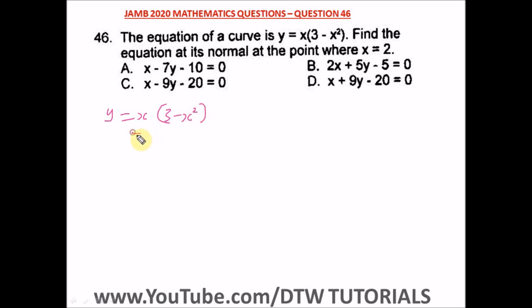Opening this bracket, we have 3x - x³. Now where they gave us x equal to 2, we substitute for x, we have 3 times 2 minus 2 cubed. 2 times 3 is 6, 2 cubed is 8. So therefore we are left with -2.